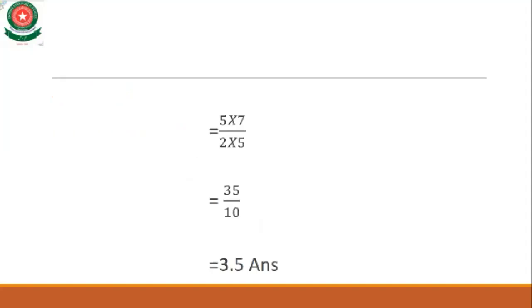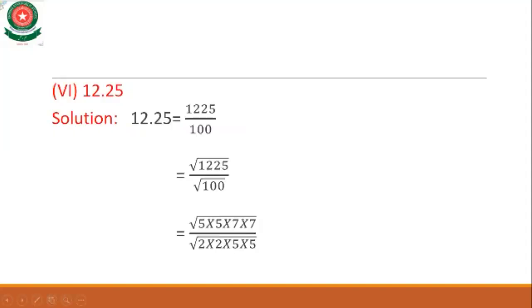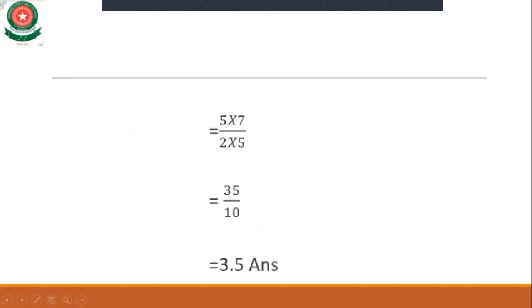So, as you know, 5 multiply 5 is equal to 5 square. Square and under root cancel each other. 7 multiply 7 is equal to 7 square. Square and under root cancel each other. So our required term in the numerator is 5 multiply 7, which is shown here.